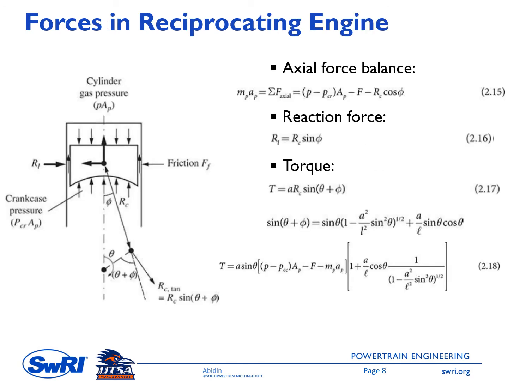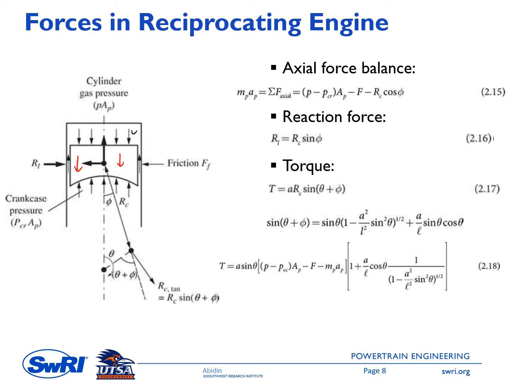Next subtopic is forces in a reciprocating engine. The figure on the left side shows a schematic of the reciprocating engine along with the forces acting on it. So let's take a look one by one. In this figure, we assume that the piston is moving down toward bottom center. We have combustion inside the chamber generating a high gas pressure, therefore it generates a force acting on the top surface of the piston.